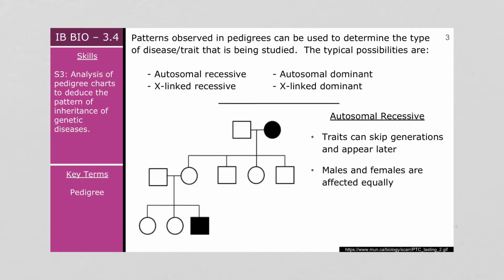All right, so certain patterns. In a situation where the trait is autosomal recessive, you could see it skip a generation. So you're not likely to see that if it's not autosomal recessive, and it could show up and appear later. Also, males and females are affected equally. So let's play around with this a little bit.